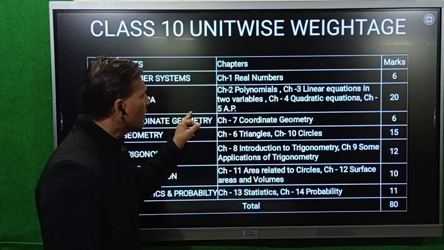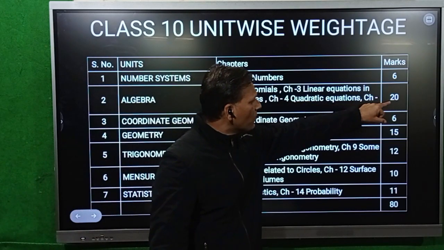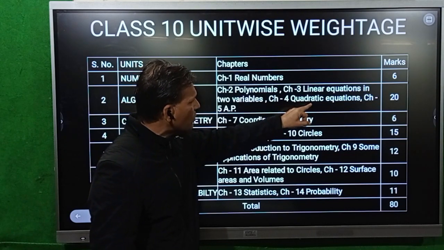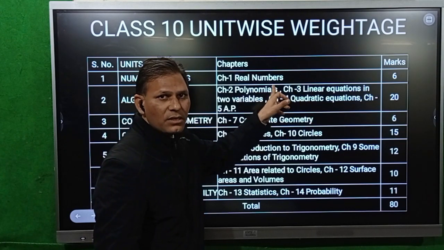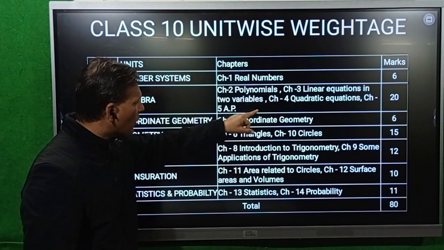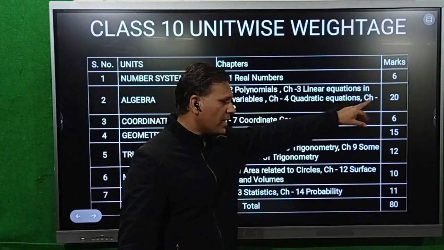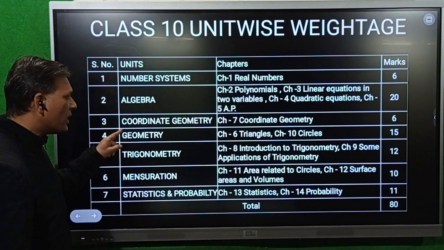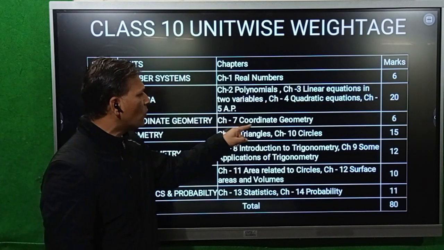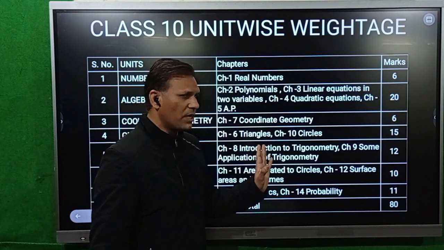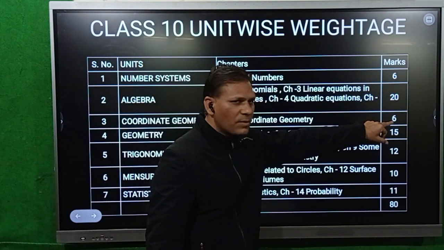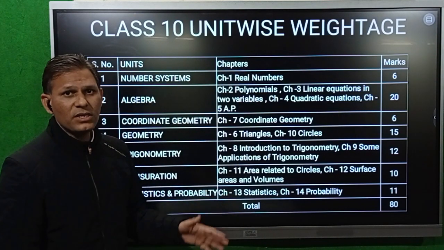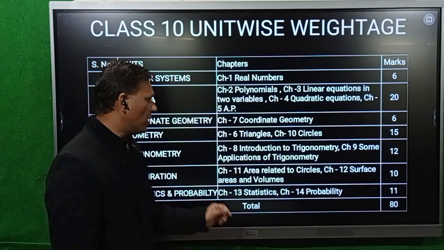5 marks will come from algebra, and last year I saw a quadratic equation question with 5 marks weightage in Section D. So you can cover that chapter properly, and maybe you will get 5 marks this year also. Unit 3, coordinate geometry, contains only a single chapter, coordinate geometry, with 6 marks weightage. Only 2 formulas are there: one is the distance formula, and the second is the section formula.